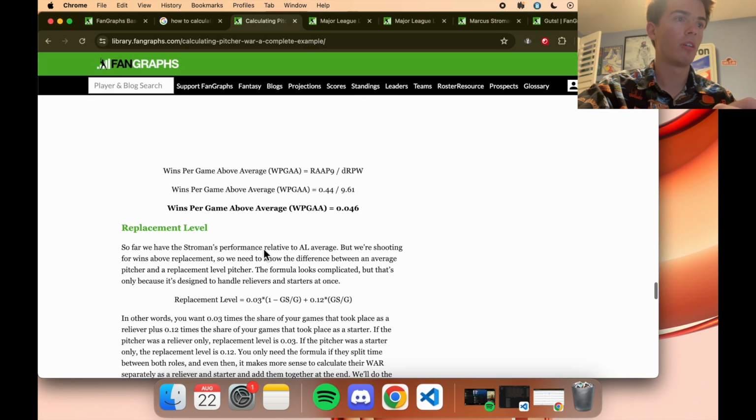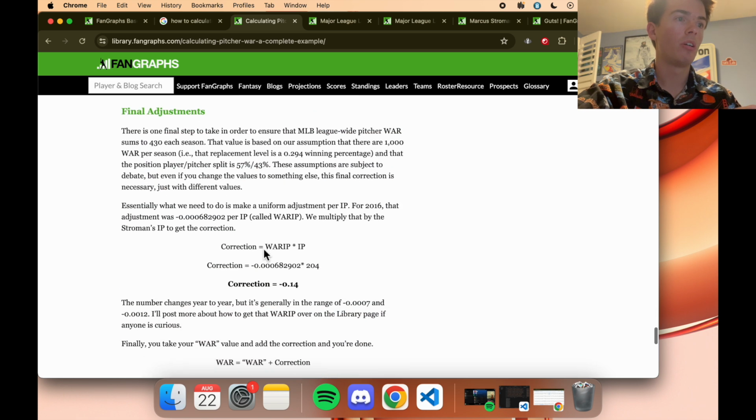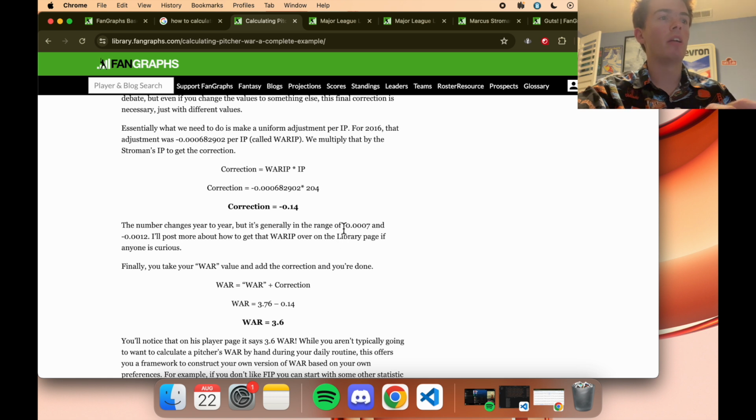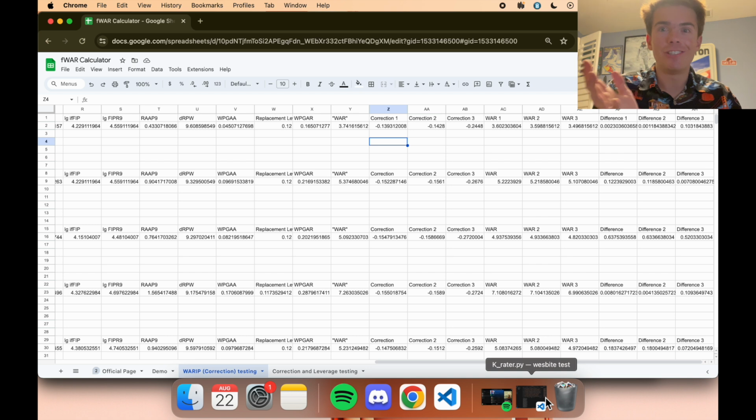let's find, oh, am I in the wrong place? Yeah, so they say the value of WARIP, which was driving me nuts because I couldn't find the official value, is going to be anywhere between negative 0.0007 and negative 0.0012. And so I was like, okay, how can I find the most accurate if I don't know what the true value of WARIP is? So I tried different values of WARIP.